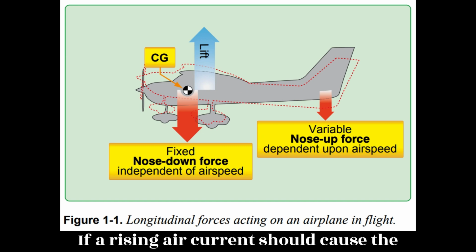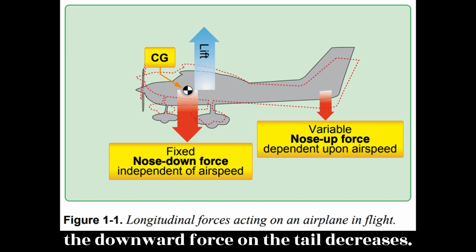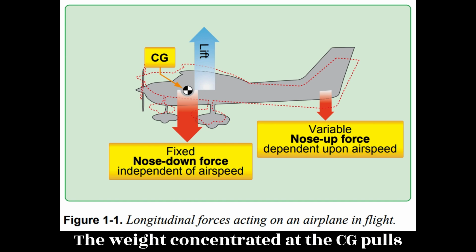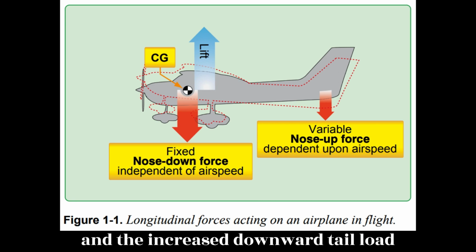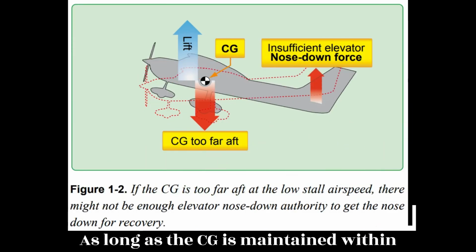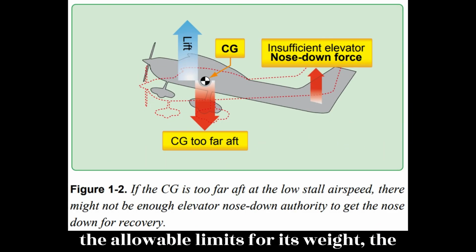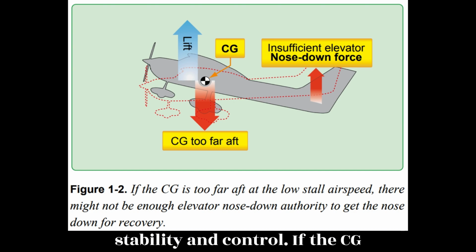If a rising air current should cause the nose to pitch up, the airplane slows and the downward force on the tail decreases. The weight concentrated at the CG pulls the nose back down. If the nose should drop in flight, the airspeed increases and the increased downward tail load brings the nose back up to level flight. As long as the CG is maintained within the allowable limits for its weight, the airplane has adequate longitudinal stability and control.